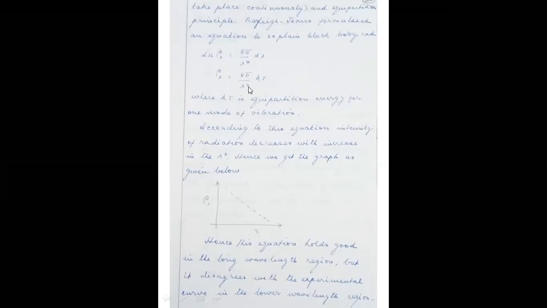So this is the total number of vibrators. When there is a total number of vibrators and each vibrator is contributing an amount of kT to the total energy of the system, the rho lambda, the intensity of the radiation, has to be like this. So according to this equation, rho lambda is inversely proportional to lambda power 4. So when you draw the graph according to this equation, you get a graph like this.